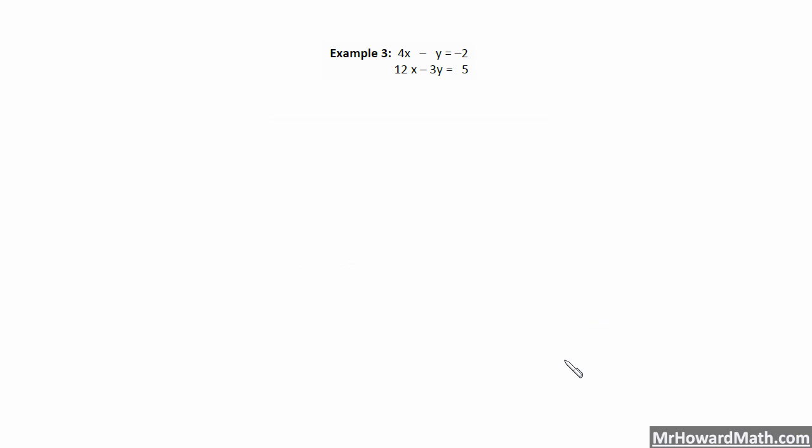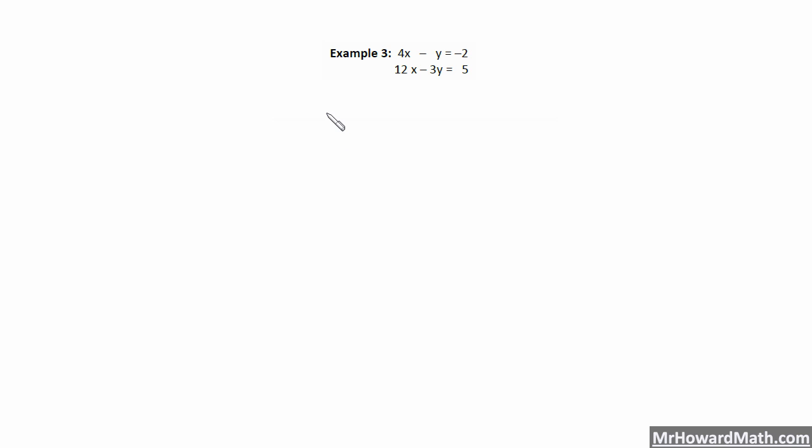Alright, example 3 here. I'm looking at these two lines: 4x minus y equals negative 2, and 12x minus 3y equals 5. And I need to solve this system. So find where these two lines intersect. That's my goal. Looking at this, I'm going to choose to use elimination here.